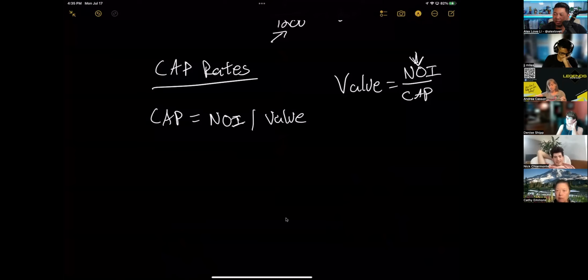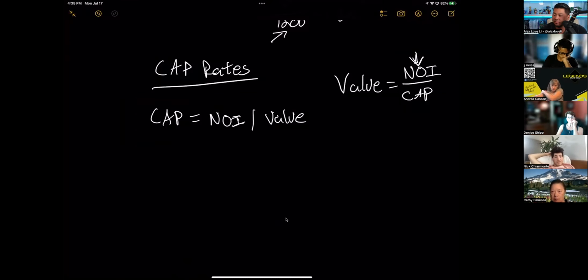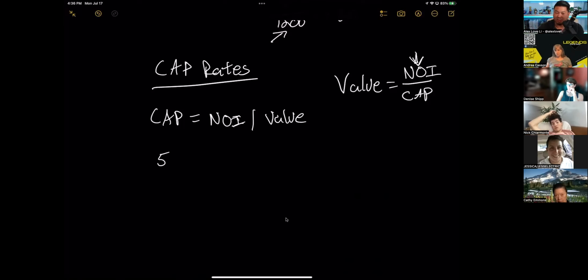So the cap rate is what? How do you determine cap rate? Here's kind of like when you go look at a property. Let's look at it this way. The property is this certain asset in this market that trades at a five cap. Five cap is, remember, a percentage. Cap rate is really the percentage to which NOI is to the value of the property. So it's 5%.